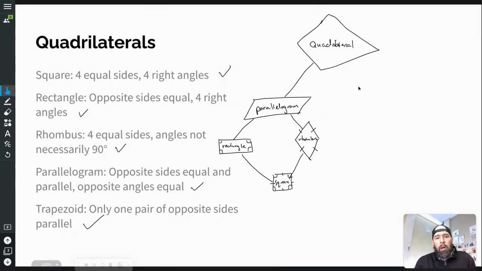What about you? Well, a trapezoid is only one of the opposite sides are parallel. So you would be a trapezoid.